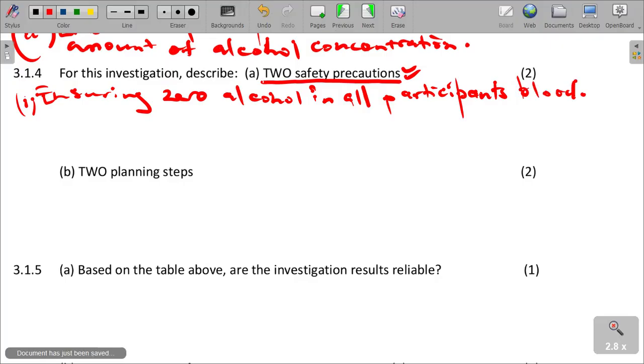All participants must have zero alcohol in blood. That one is very important. And then ensure that the participants are not allergic and have no adverse effects to alcohol.